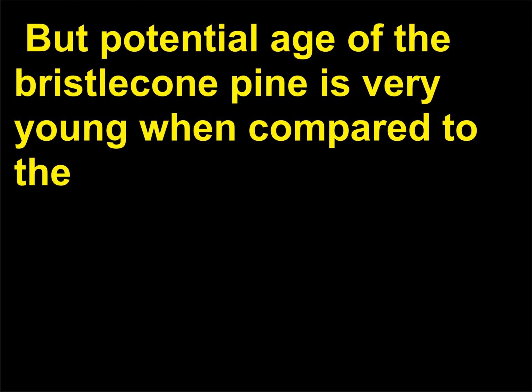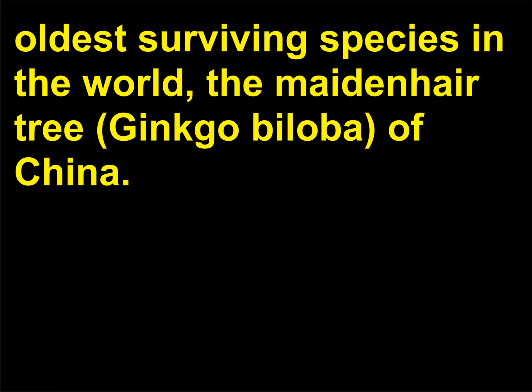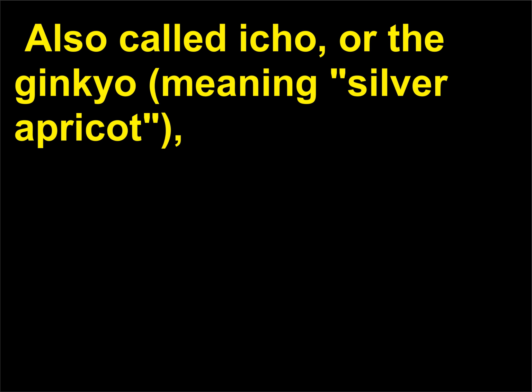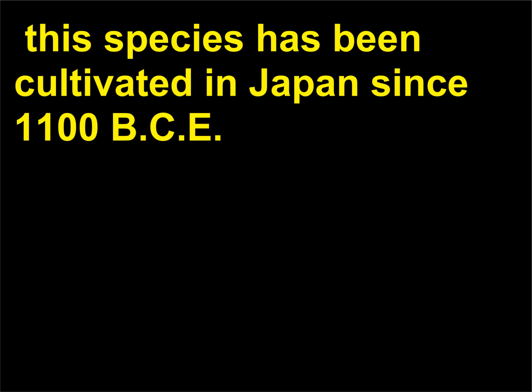But potential age of the bristlecone pine is very young when compared to the oldest surviving species in the world, the maidenhair tree, Ginkgo biloba, of China. This species of tree first appeared during the Jurassic era, some 200 million years ago. Also called Iko, or the Ginkgo, meaning silver apricot. This species has been cultivated in Japan since 1100 BCE.